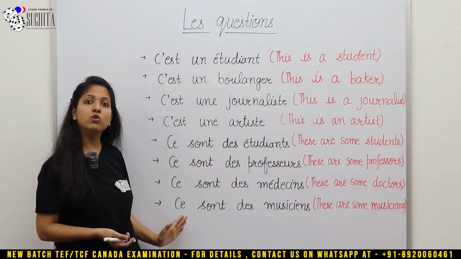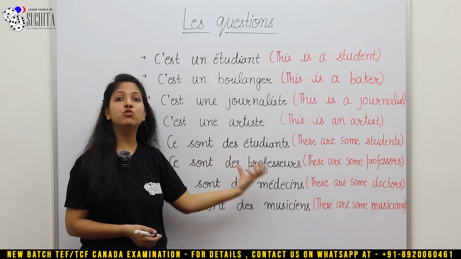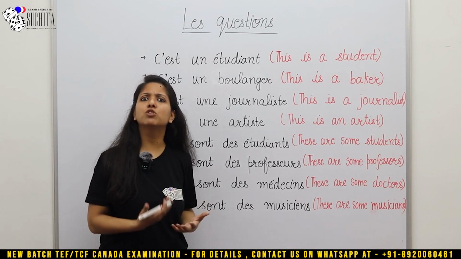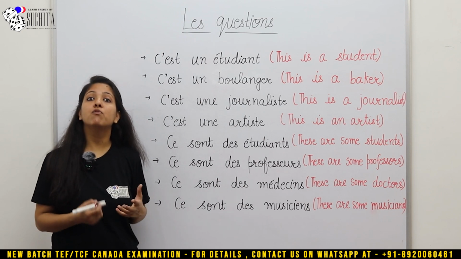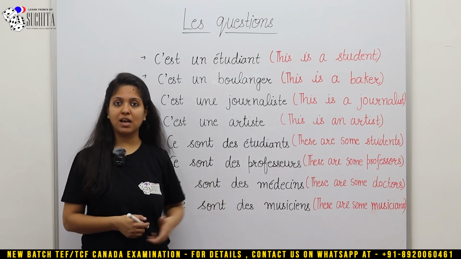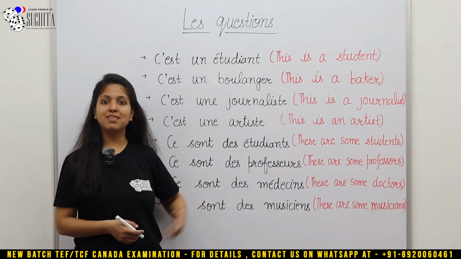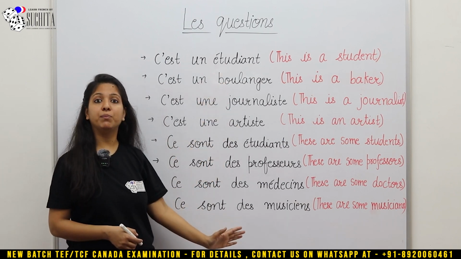Now for plurals you will use ce sont. For example, ce sont des étudiants, which means these are some students. Ce sont des professeurs, these are some professors. Ce sont des médecins, these are some doctors. Ce sont des musiciens, which means these are some musicians. So all of them are people.